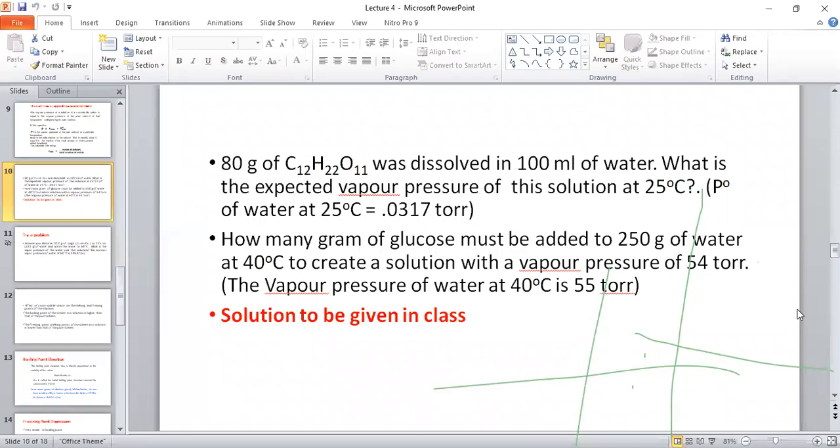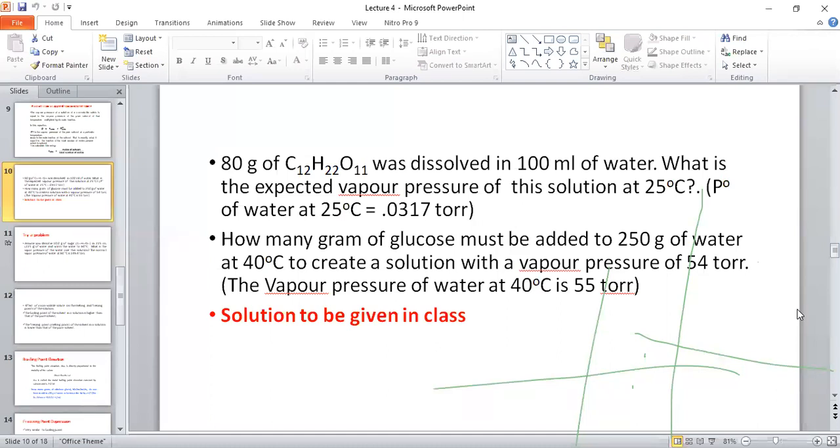Now, these other two, I'm not going to calculate them for you, but you will use the same approach. Here we are given glucose. How many grams of glucose must be added to 250 grams of water at 40 degrees centigrade to create a solution with a vapor pressure of 50 torrs? The vapor pressure of water at 45 degrees centigrade is 55 torrs. So I want you to attempt this.